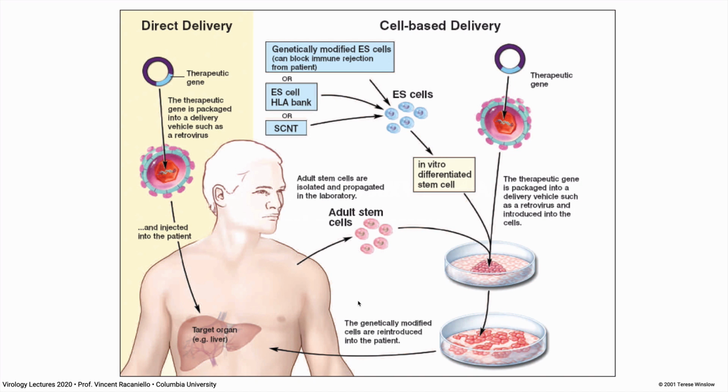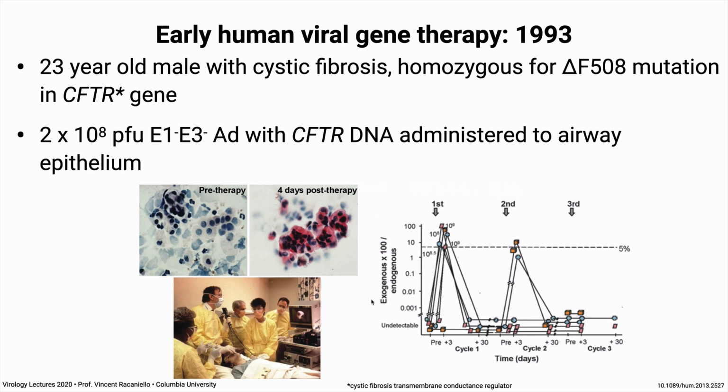And you can do this with other cell types as well. Or you can take a variety of other cells. If you don't have stem cells, you can take embryonic stem cells and differentiate them. And of course, you can also take somatic cells from the patient and make them into stem cells, introduce your virus, and then put them back in. All right, so those are the two general approaches. You either put the virus in or you put the virus in a cell of some kind and put the cell back. So let's go through some of the history.